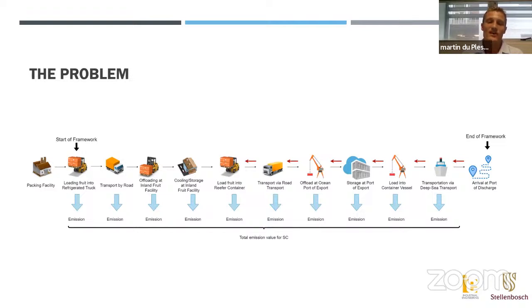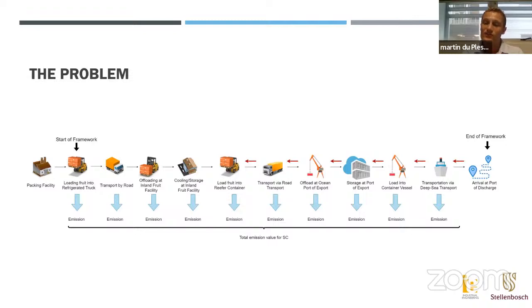As de Jager mentioned, the scope of my research focused on the point where the fruit is packed in its finished packaging for export, up until the port of import. That entire chain of logistical activities, from the door of a packaging facility to the country of import. That is the scope of my research.